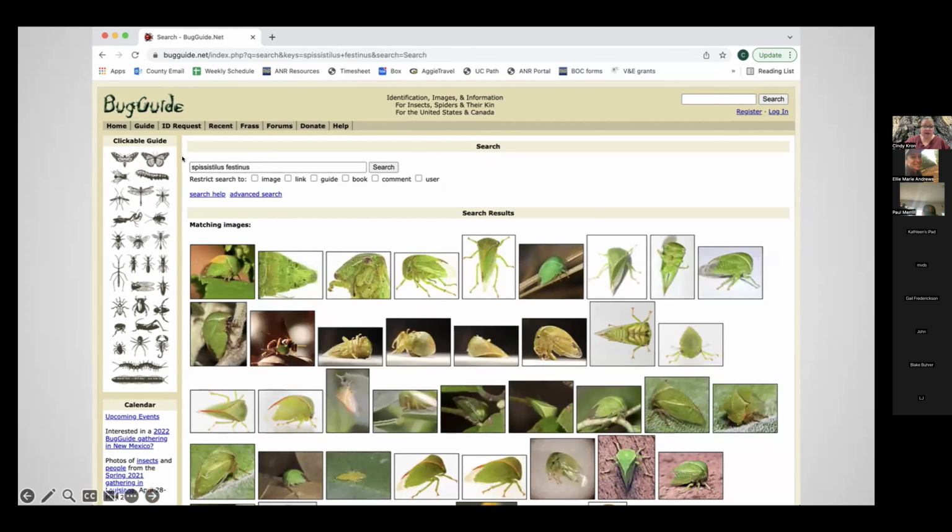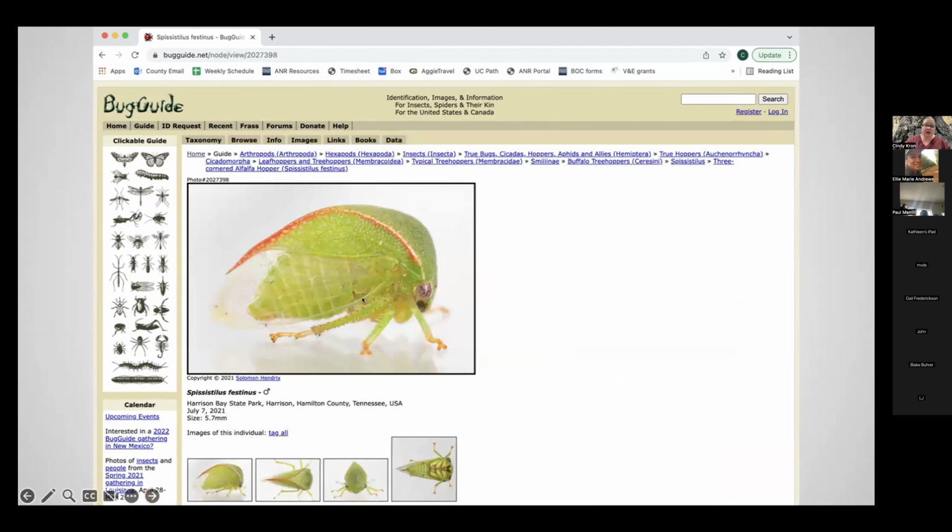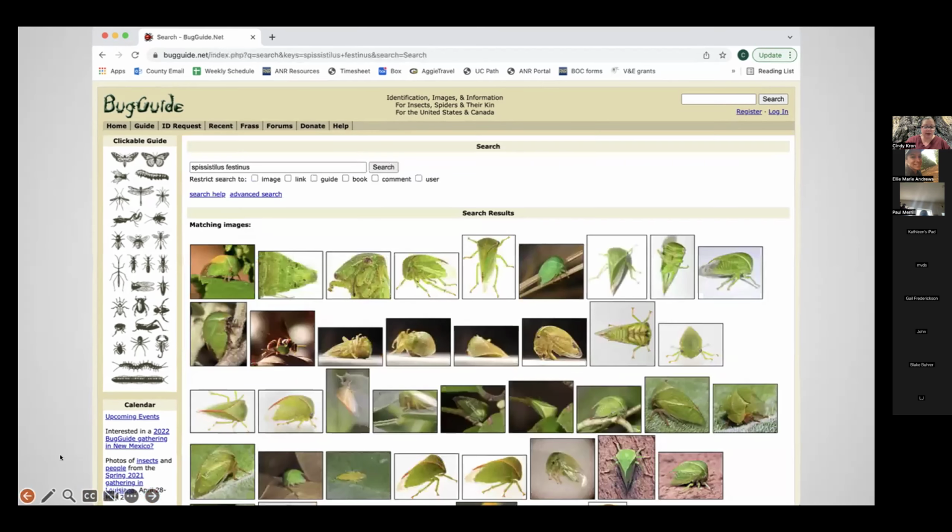Now, this species is a three-cornered alfalfa hopper. And so I searched that name to try to see more pictures. I'm like, oh yeah, this looks like what I am seeing out in the field. And you can click on different ones. And I'm like, oh, this one really looks like it. So going back, I think it was this one here that was clicked on.